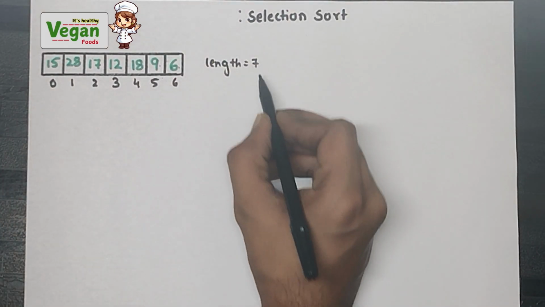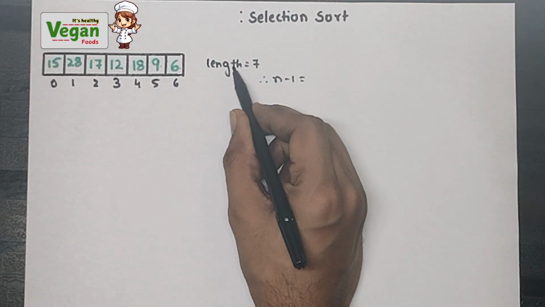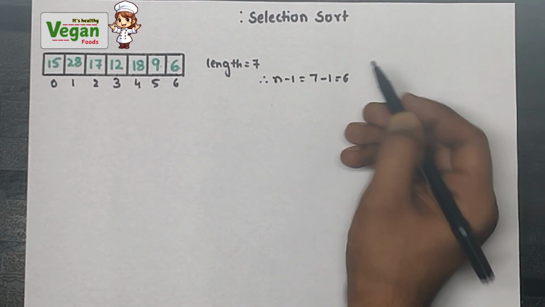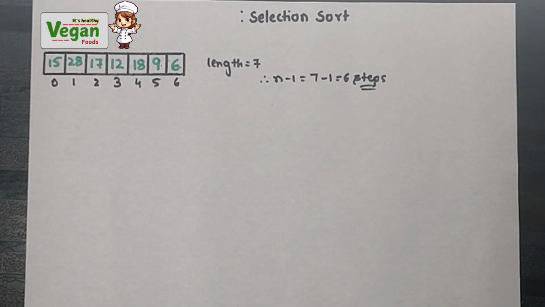So what will be the number of steps? N minus 1 steps. What is n? N value is the length value. So therefore 7 minus 1, which is equal to 6 steps, are required to solve this selection sort problem.